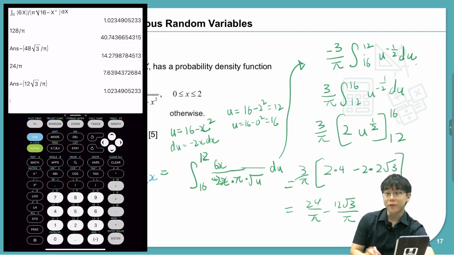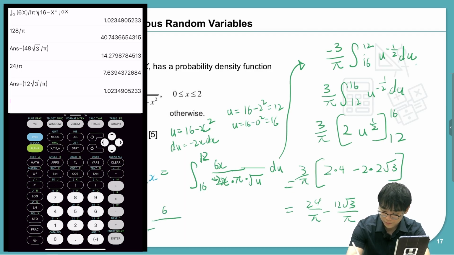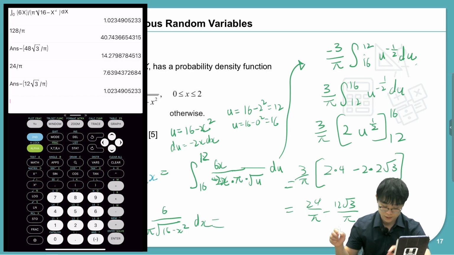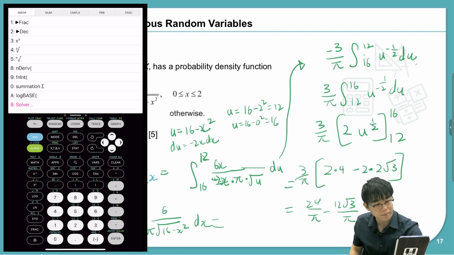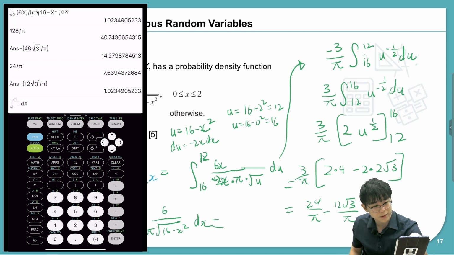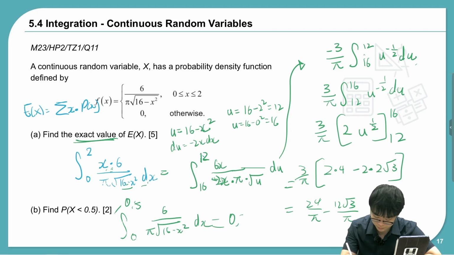Okay, next, if you want to find the probability that x is less than 0.5, we would integrate from 0 to 0.5 for this exact expression. Thankfully, we don't have to get the exact value. We can just use the calculator to find the approximate decimal value. So let's go over there, math, integrate from 0 to 0.5, 6 divided by pi square root 16 minus x squared dx. And that's going to give us 0.239. Okay.